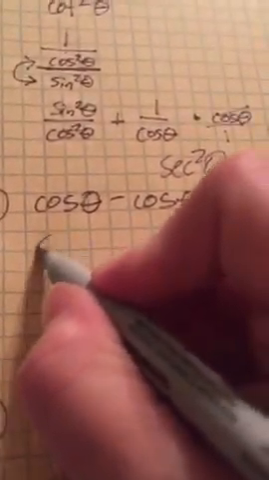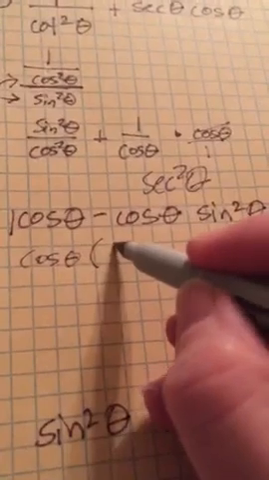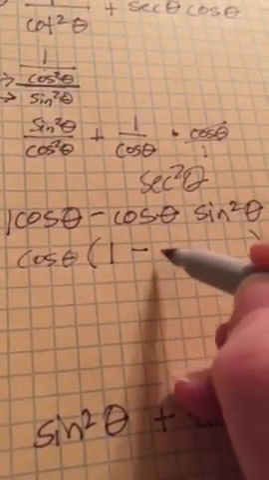You can factor the entire term cosine out, and so that would be the cosine of theta times, keep in mind that was 1 times the cosine of theta, so that would be 1 minus, you took that out, sine squared of theta.